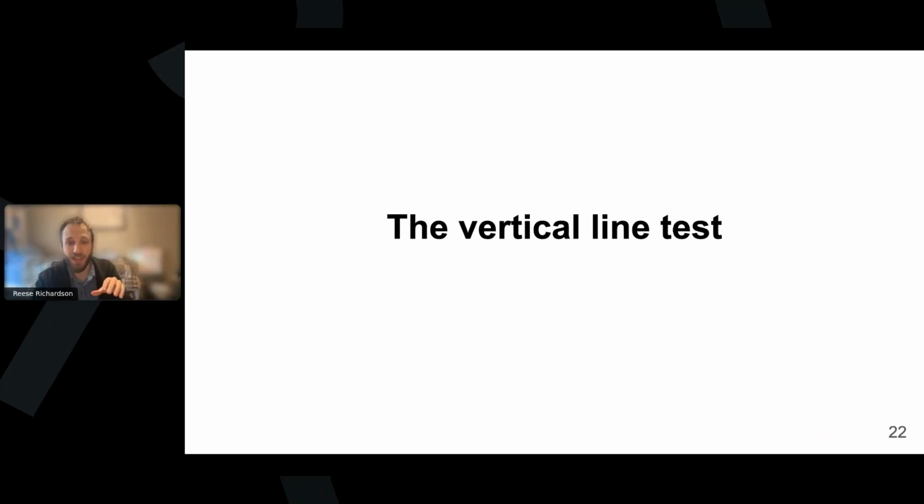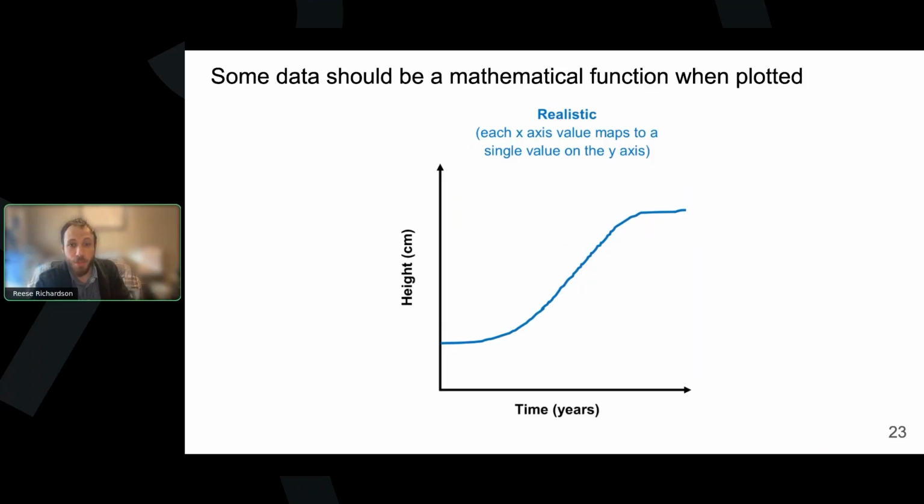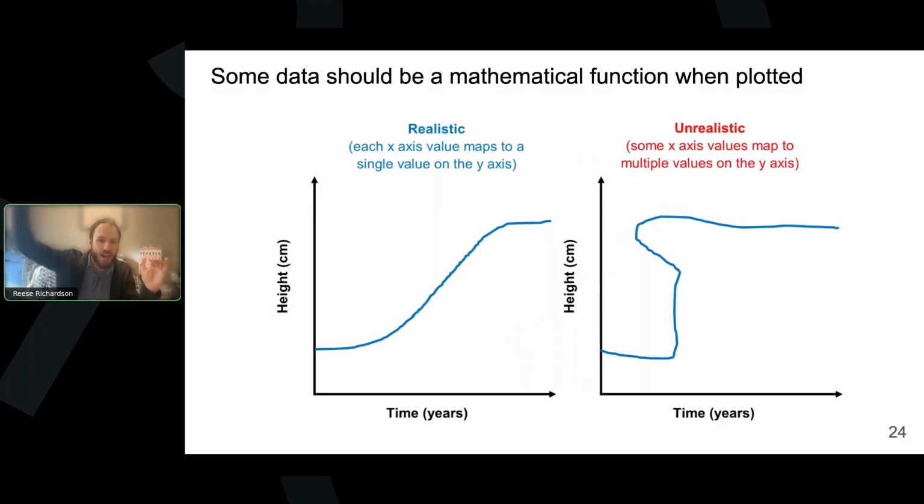This one is a little more high level. The principle behind the vertical line test is that certain types of data should be a mathematical function, i.e. there should be one value of y for every value of x. So for instance, if you were plotting your height or the height of a tree over time, you would expect there to be a single height at a single time point because that's how height works. And if your graph looked instead like this, where it seems to backtrack on itself, that doesn't make sense at all for the type of data that's being described.